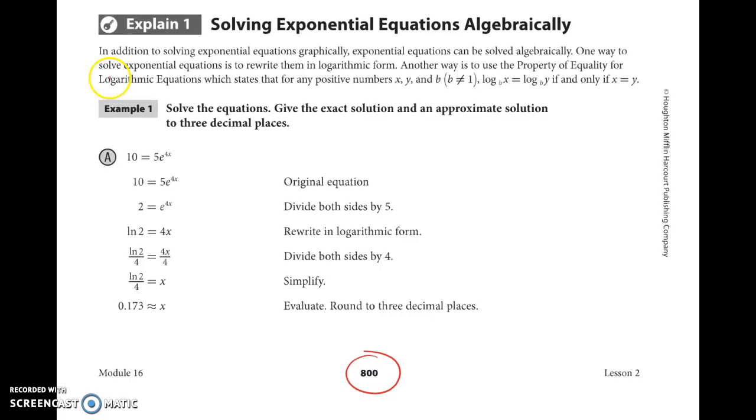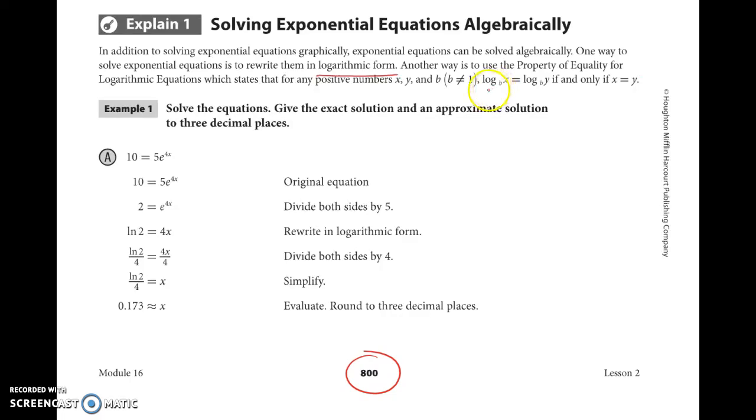One way to solve exponential equations is to rewrite them in logarithmic form. Another way is to use the property of equality for logarithmic equations, which states that for any positive numbers x, y, and b, where b is not equal to 1, log base b of x equals log base b of y if and only if x equals y.